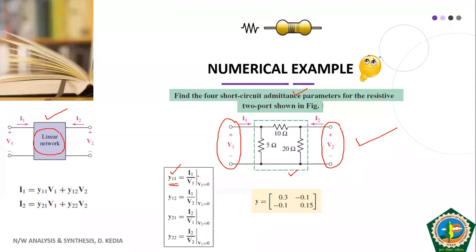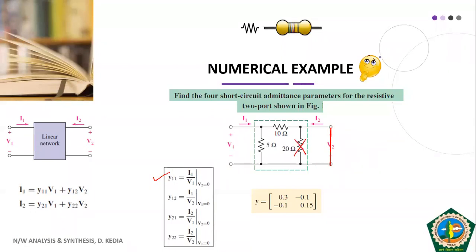What is Y11? I1 upon V1, given that V2 equal to 0. First we have to apply this condition, V2 equal to 0. So let us do that. V2 equal to 0 means we have a short here. Let me redraw this. For Y11, we have to make V2 equal to 0, which means we have to short this. Once we short this 20 ohm resistance, it will have a short in parallel, so in a way this 20 ohm resistance has been removed.